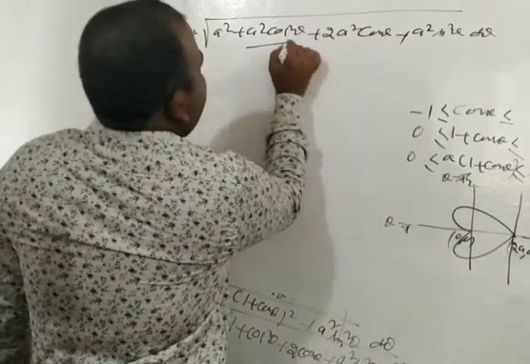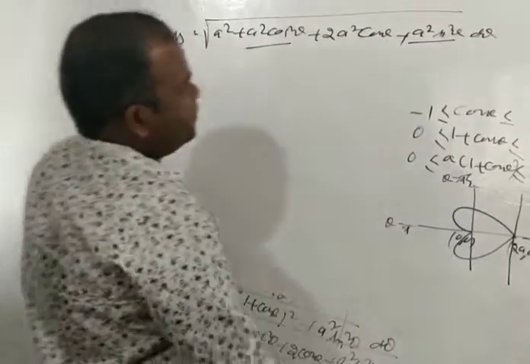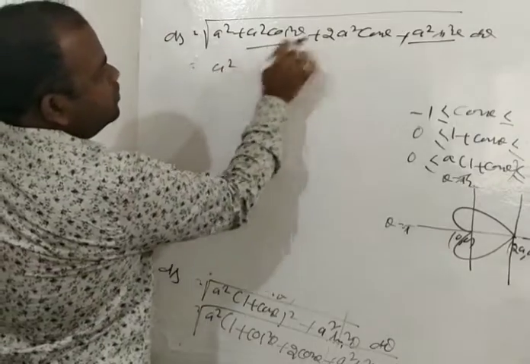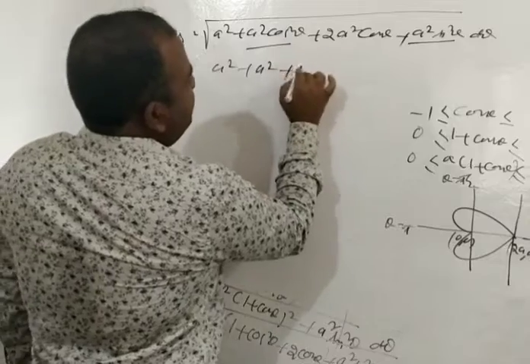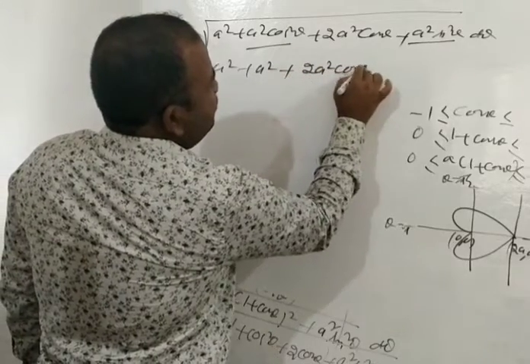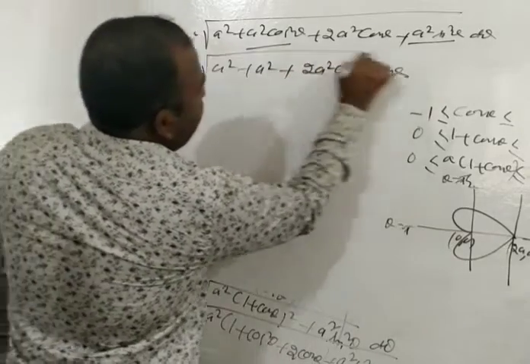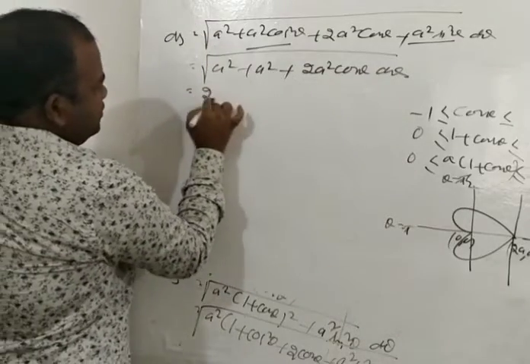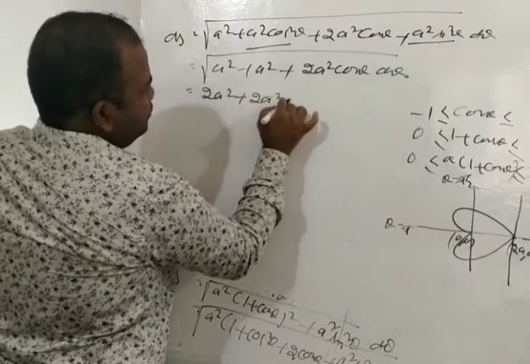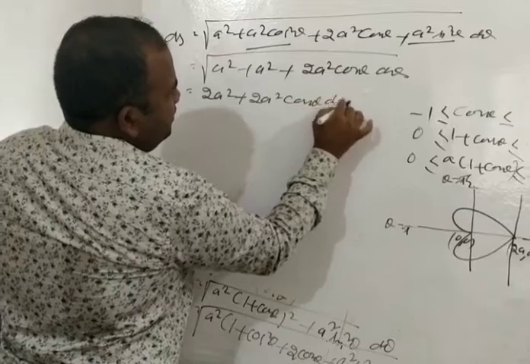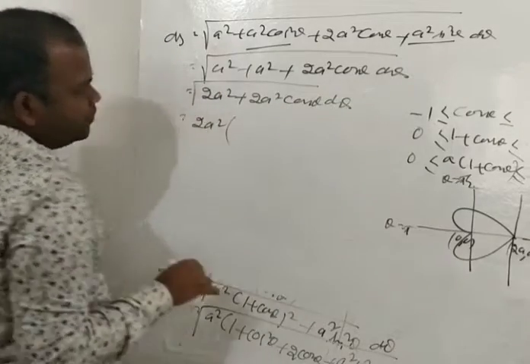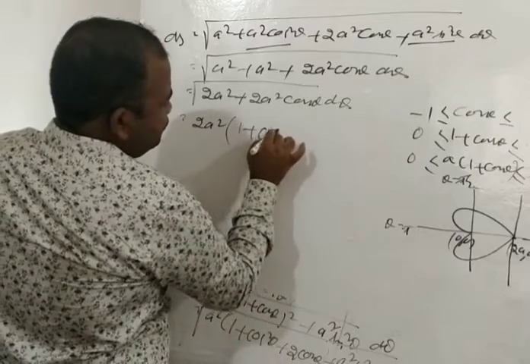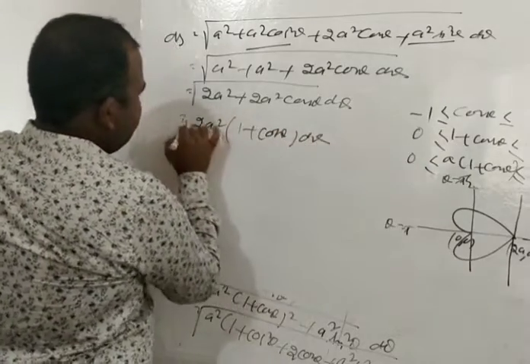So this is a square cos square theta plus a square sin square theta, and sin square theta plus cos square theta equals 1, so we get a square plus a square plus 2a square cos theta, d theta. So a square plus a square is 2a square, plus 2a square cos theta, d theta. So 2a square will be common, giving 1 plus cos theta, d theta.